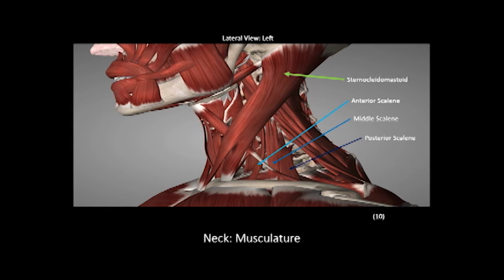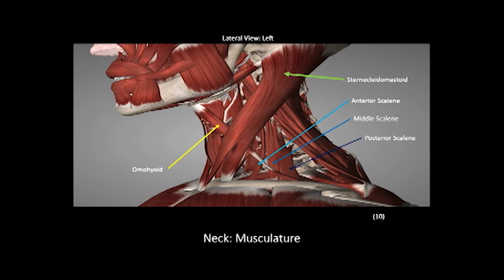All of these are attached to the cervical spine and a rib, the first rib for the anterior and middle, and the second rib for the posterior scalene. Generally, these are innervated by the brachial plexus, and they are involved with elevation of the upper ribs, as well as tilt and rotation of the head and neck like the sternocleidomastoid.